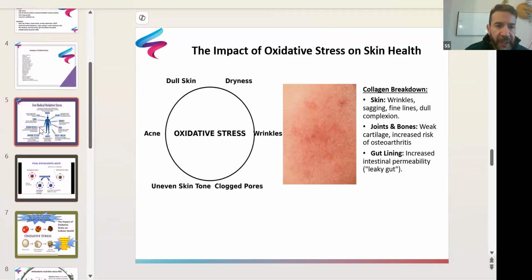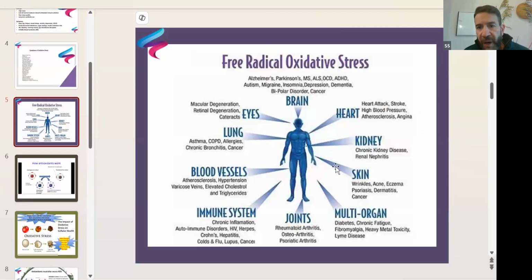And if we're looking at the body as a whole, we see that oxidative stress pretty much promotes most of the conditions that we are familiar with today. Neurodegenerative conditions such as Alzheimer's, Parkinson's, ALS are driven by oxidative stress. It touches the heart, the kidneys, the joints, lungs, and this slide here is worth pausing the video for and just going over, just so you get an idea of the damage that oxidative stress causes.